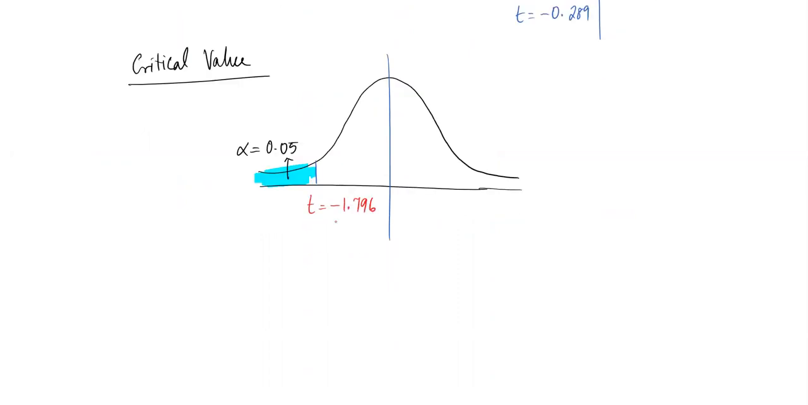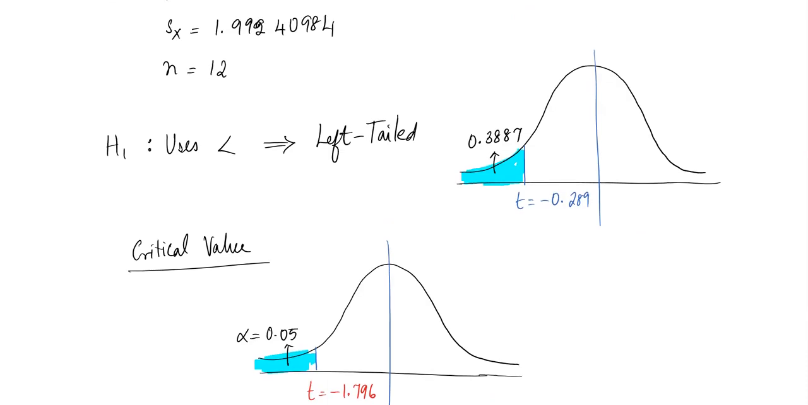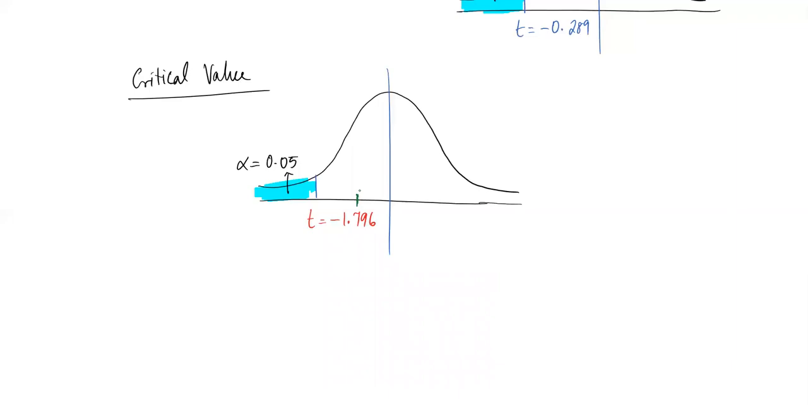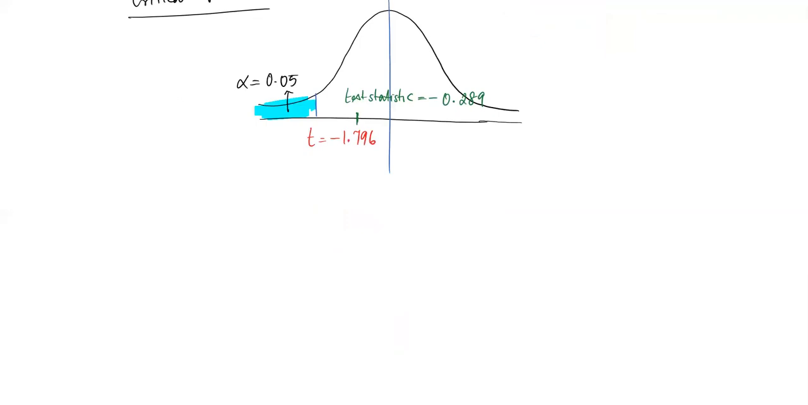And then we come back to the test statistic. The test statistic was negative 0.289. So look at the test statistic and see where it falls. Negative 0.29. That value lies outside the rejection region. That's where it lies. So we hold on to that because we're now going to go to step 7 to make the decision.